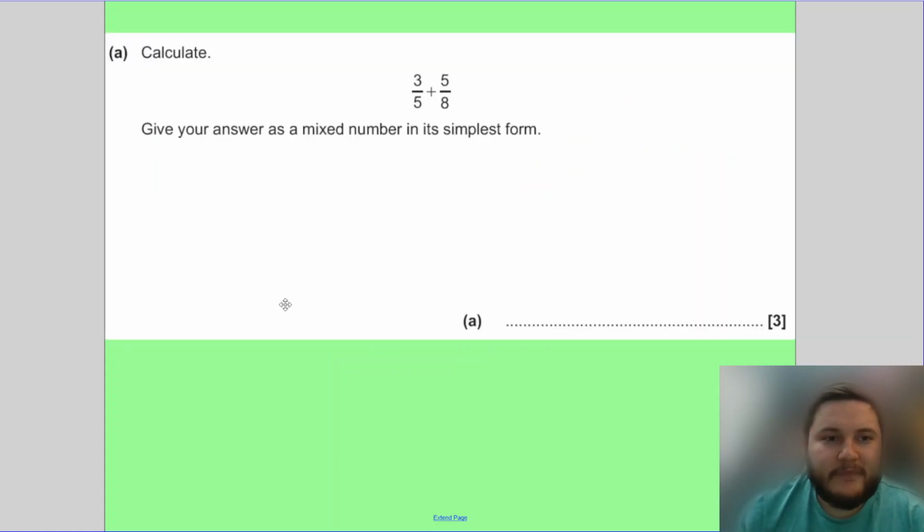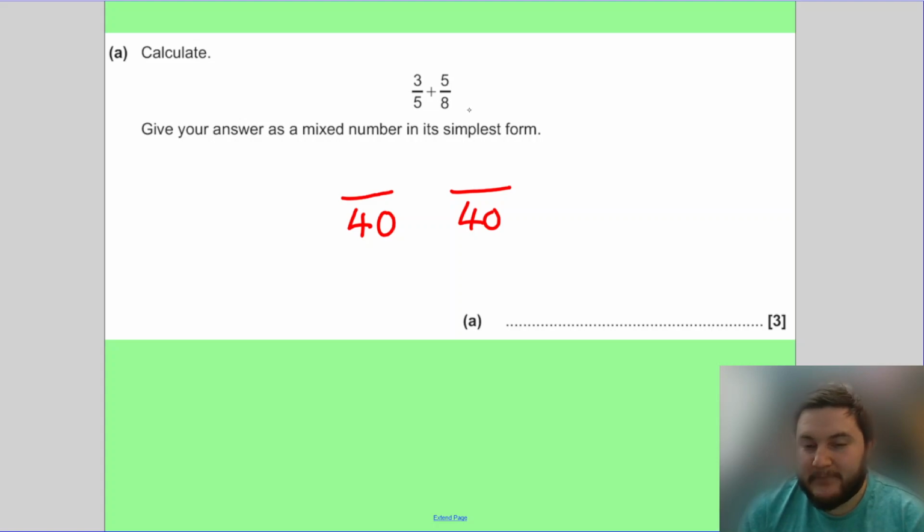Okay then, calculate this and give your answer as a mixed number in its simplest form. So first things first, to add any fractions, they have to have the same denominator. So let's make them both out of 40. Why would I do that? Well, 40 is the lowest common multiple of 5 and 8. So 40 is in the 5 times table and 40 is in the 8 times table.